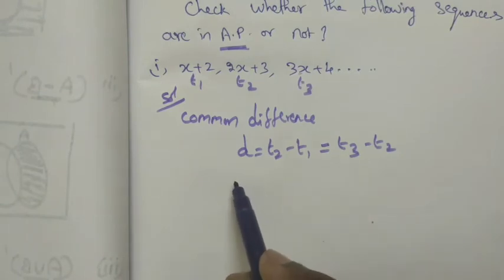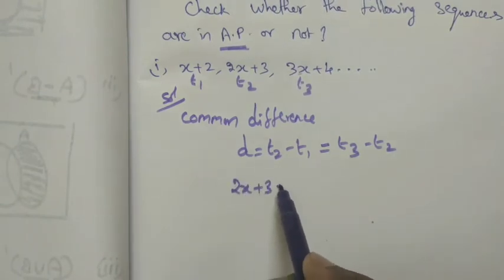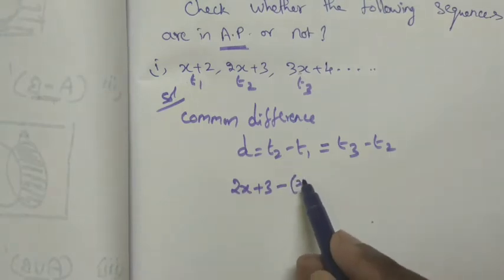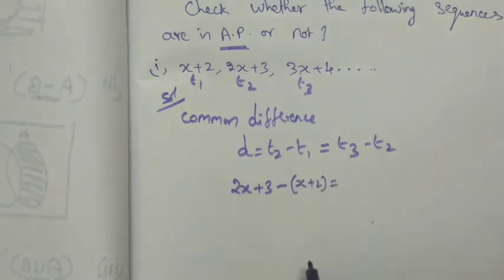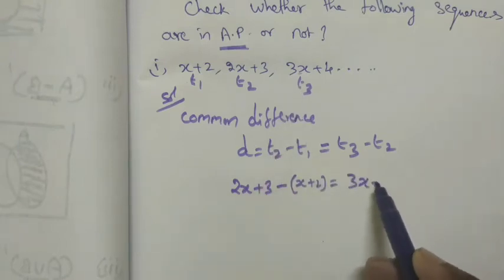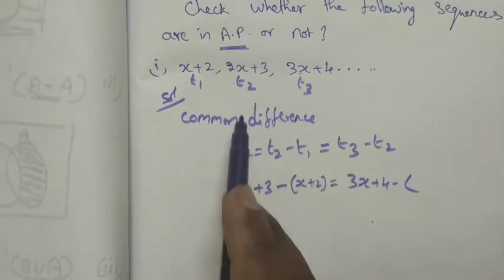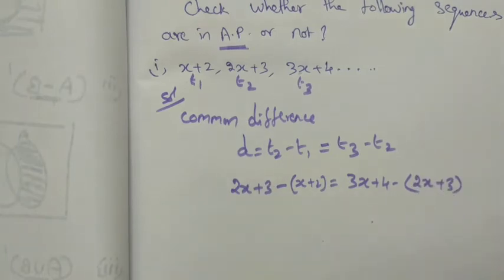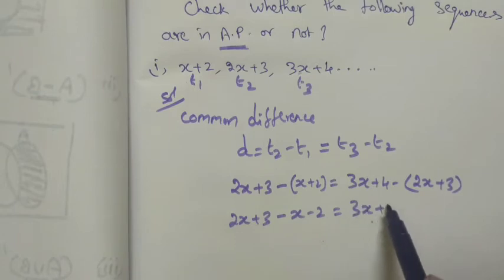So T2 is equal to 2x plus 3 minus T1. In T1 we have two terms, so we use the bracket. And what is the T3 term? 3x plus 4 minus T2, which is 2x plus 3. Now remove the bracket here. 2x plus 3 minus x minus 2. The symbols will be changed, right?